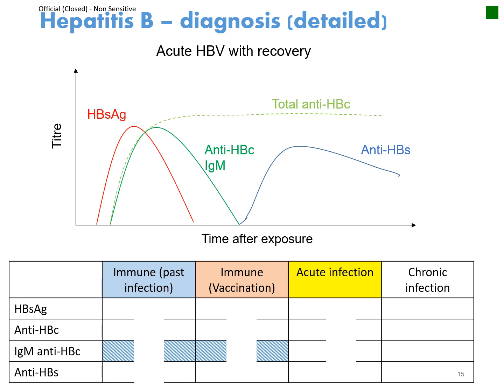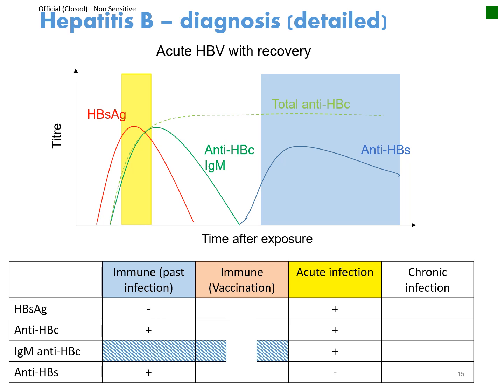For a person with acute infection, refer to this part of the graph highlighted in yellow. HBsAg is present, total anti-HBc and IgM anti-HBc are present. The person has not yet developed immunity to hepatitis B, so anti-HBs is negative. For a person who is immune due to a past infection, refer to this part of the graph highlighted in blue. Only total anti-HBc and anti-HBs antibodies will be present.